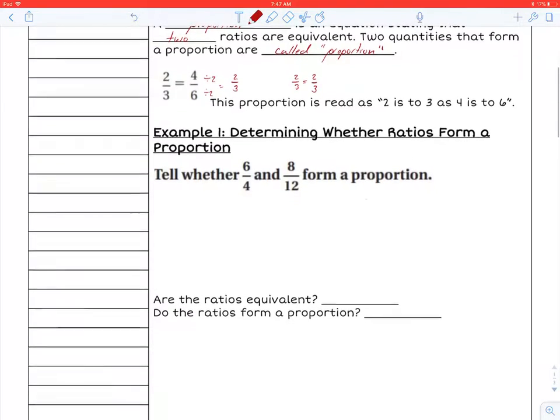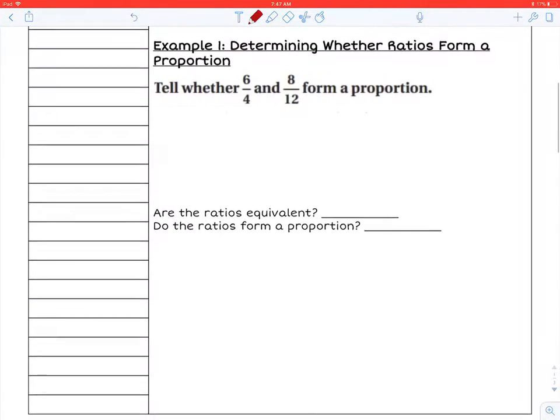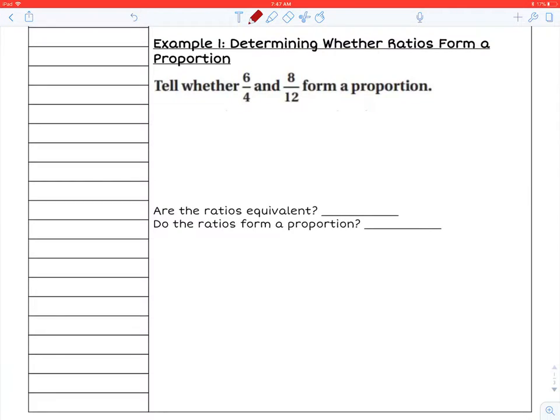So let's do an example. And this stuff is really straightforward. I don't want you to overthink it. I know that some people have a tendency to see math and automatically think it's supposed to be hard. This is definitely not one of those sections.